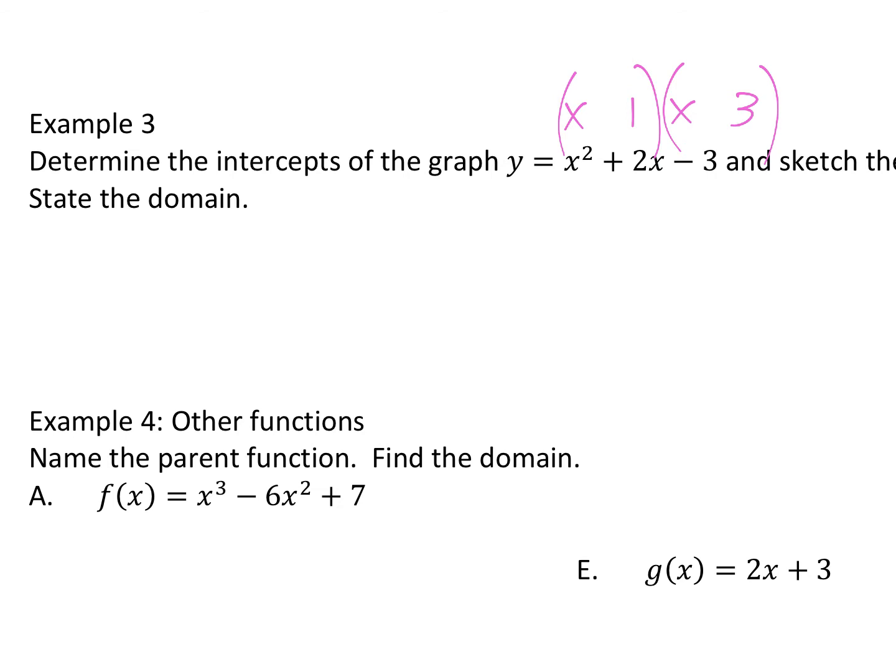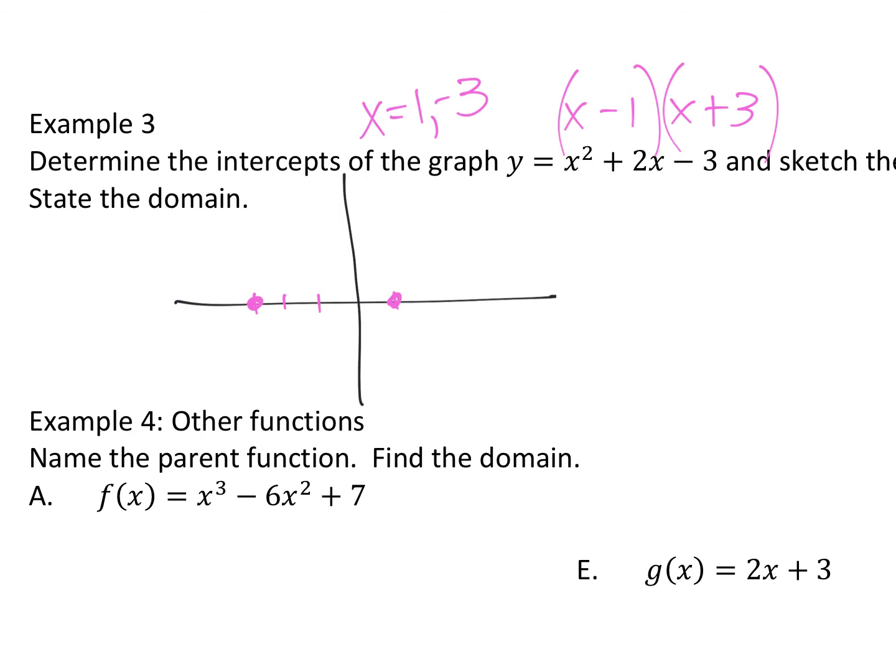Wait. Positive 3, negative 1. Therefore, I have x-intercepts where? At 1 and negative 3. So if I'm sketching, I currently know I have an x-intercept at negative 3. I have an x-intercept at 1.